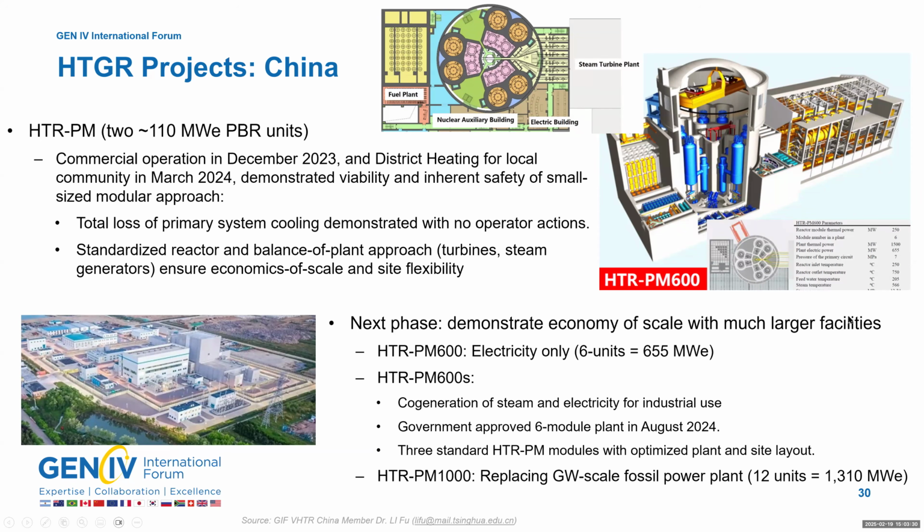So as you can see from the diagram here, this is a 6-unit system. You see the pebble beds there in clusters of 2 hooked up to central services. So the idea here is that you would eventually couple such a design, the HTR-PM600, for steam and electricity use. The Chinese government approved this 6-module plan design in August 2024. So that will go ahead, and design with this is already really advanced.